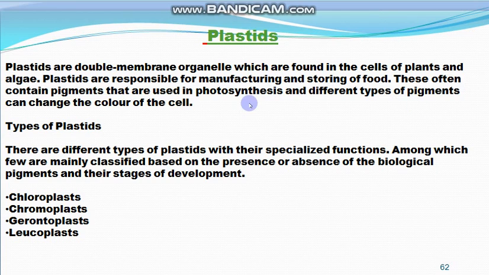Then what are the types of plastids? There are different types of plastids with specialized functions, classified mainly based on the presence or absence of a biological pigment and their stage of development. Depending on the presence or absence of a particular pigment, they are named. The main types are chloroplasts, chromoplasts, gerontoplasts, and leucoplasts. These are the four main types of plastids, and the chloroplast is the basic type of plastid.